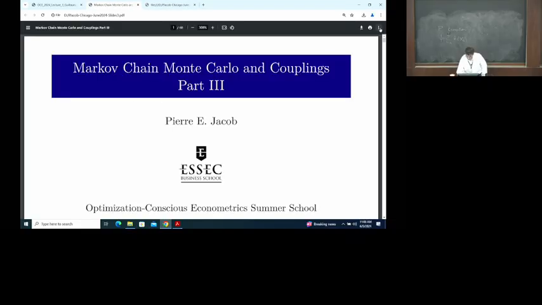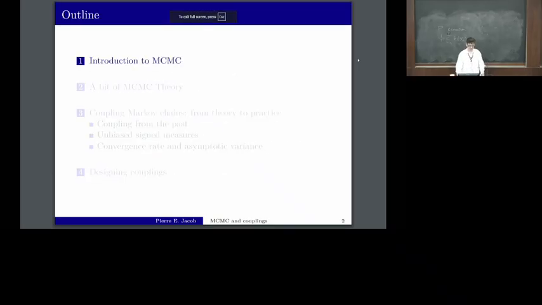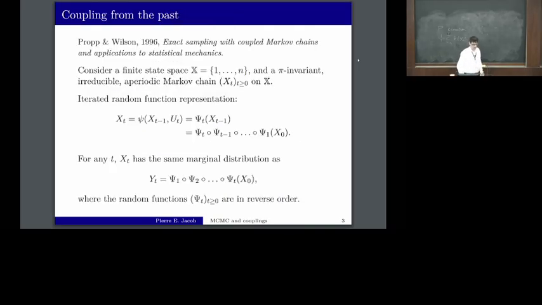Okay, so let's get started with coupling from the past today. It's going to be very toy, in a sense, a self-contained few slides on this idea proposed by Propp and Wilson, a paper called Exact Sampling with Coupled Markov Chains and Applications to Statistical Mechanics. That was really a big, huge deal when it appeared in the literature in 1996.